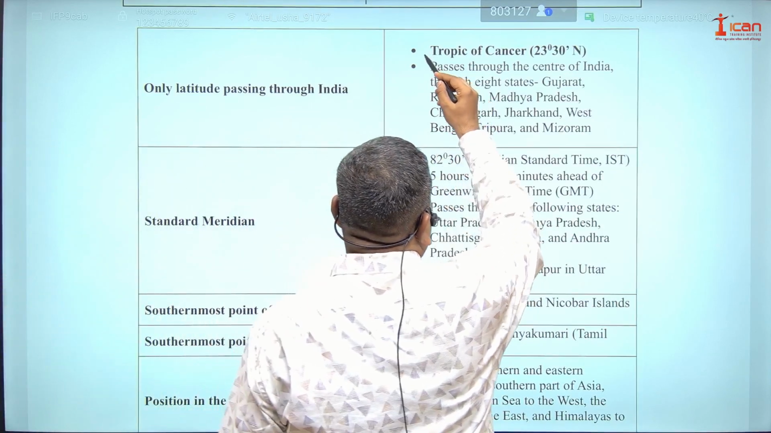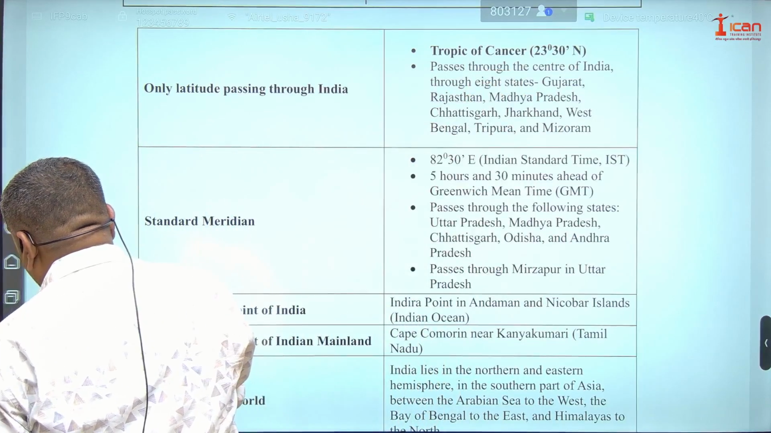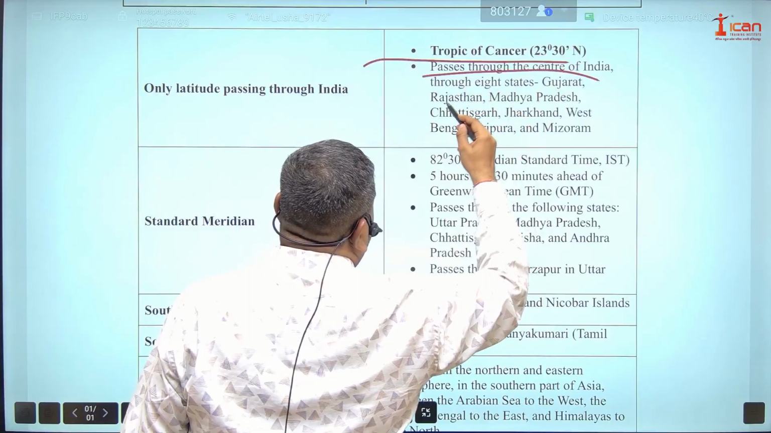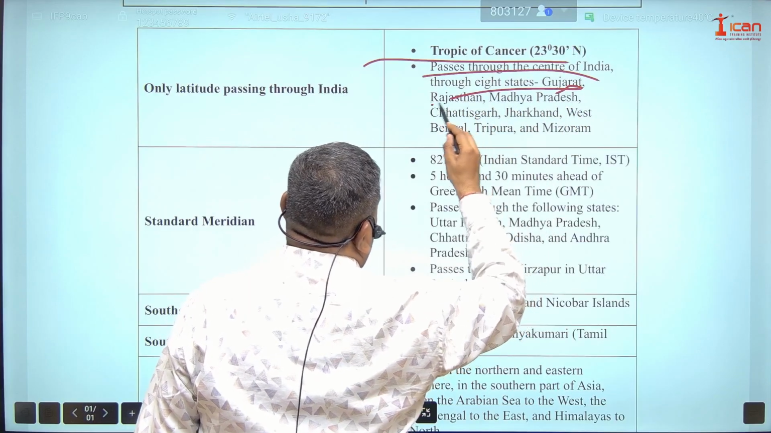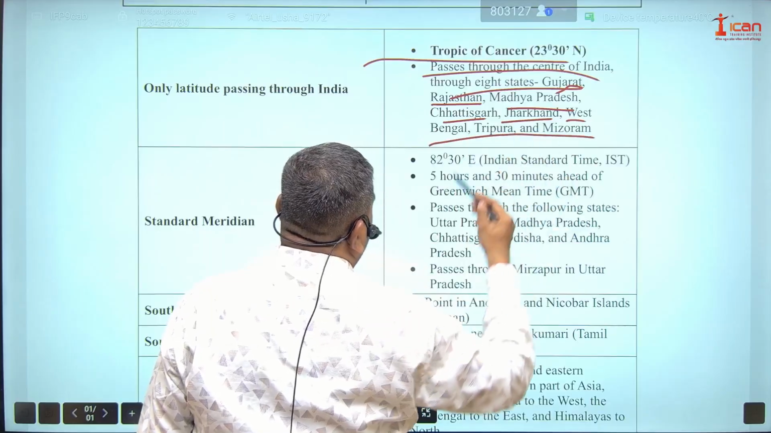So the Tropic of Cancer, which is at 23 degree 30 minutes north, right? It passes through the country, and it passes through the center of India through 8 states almost: Gujarat, Rajasthan, Madhya Pradesh, Chhattisgarh, Jharkhand, West Bengal, Tripura, and Mizoram.